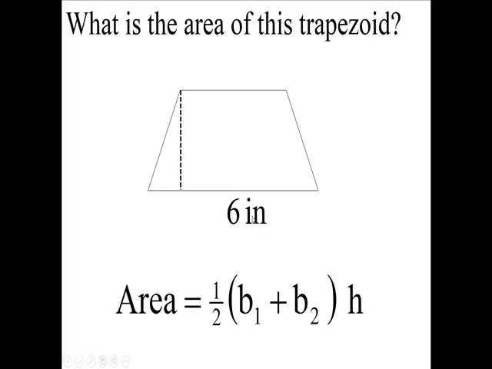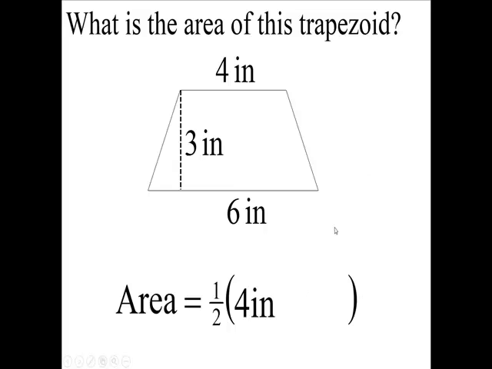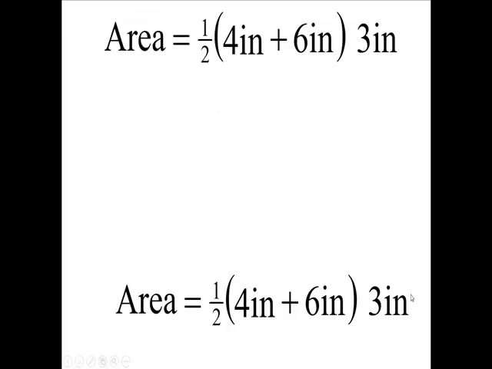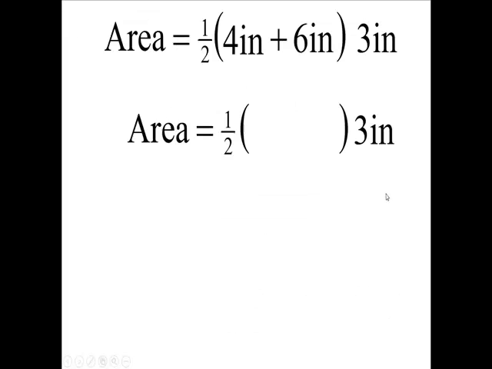Now, what if you have 6 inches for one, 4 inches for the other, and the height is 3 inches? Well, you have 4 inches plus 6 inches. You're going to add those together, then take half of it. Then you'll have your average size of the base times the height. Let's copy that up here, and let's go ahead and do that. Add these two. Okay, take half of that.